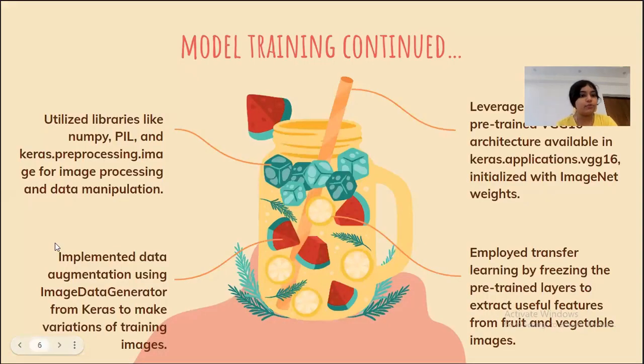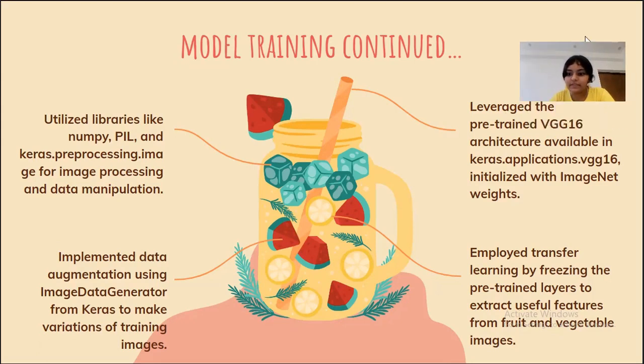And model training continued. So I have utilized libraries like NumPy, PIL, and keras.preprocessing.image for image processing and data manipulation. Then I have implemented data augmentation using ImageDataGenerator from Keras to make variations of training images. And I've employed transfer learning by freezing the pre-trained layers to extract useful features from fruit and vegetable images. And I've leveraged the pre-trained VGG16 architecture available in keras.applications.vgg16, which is initialized with ImageNet weights.